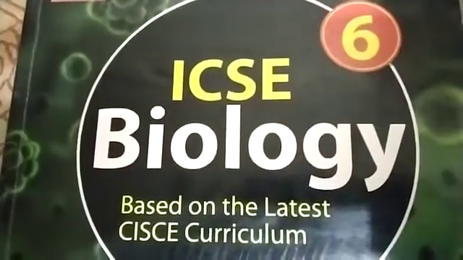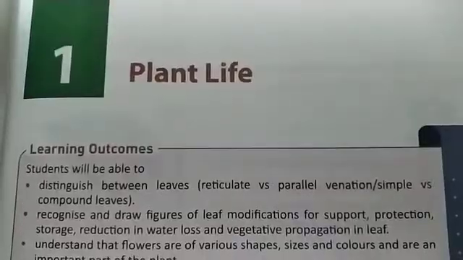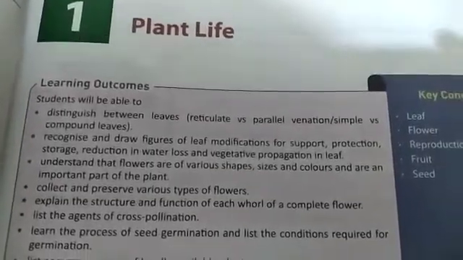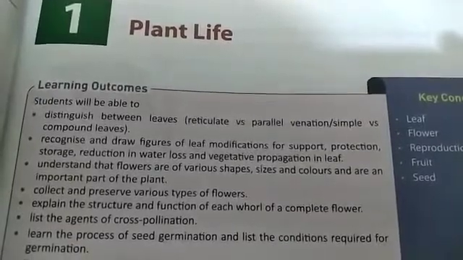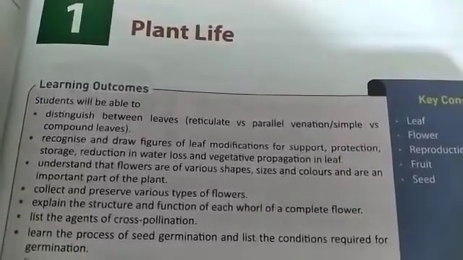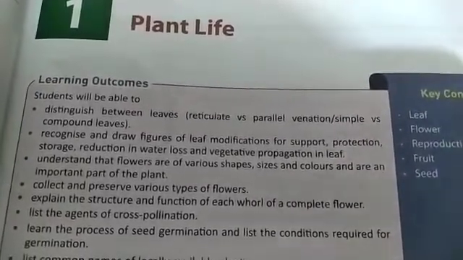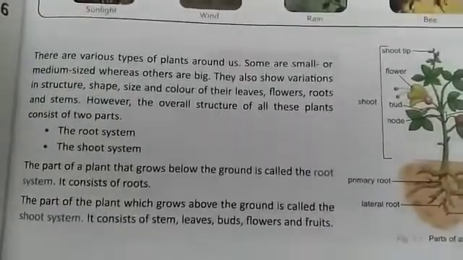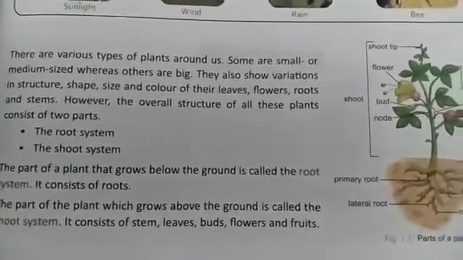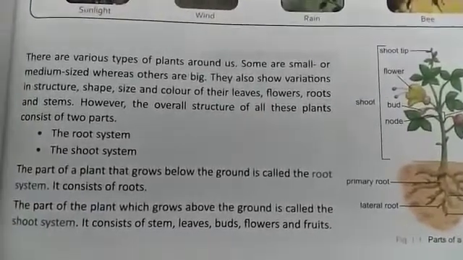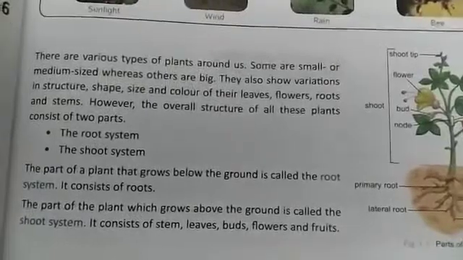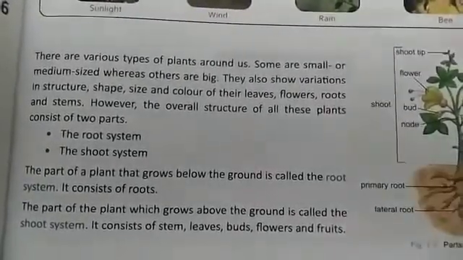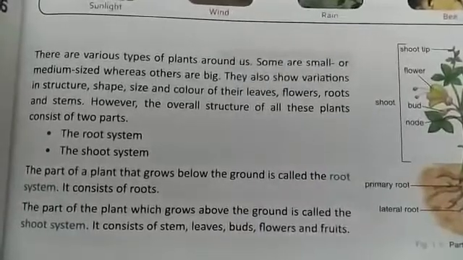Class 6 Biology, Chapter 1, Plant Life. You know, students, that a plant is an organism which can prepare its own food with the help of photosynthesis. And you also know that this process of food making, that is photosynthesis, occurs in the leaf. So, in a given plant, students, you are familiar that it is roughly divided into two parts, that is shoot system and root system.